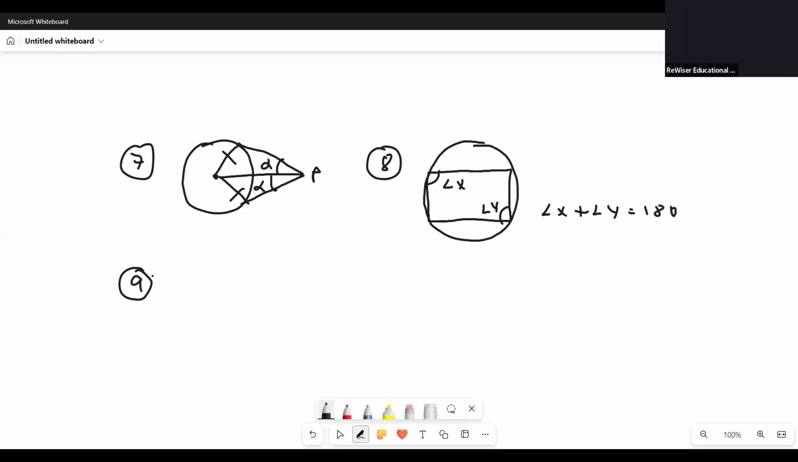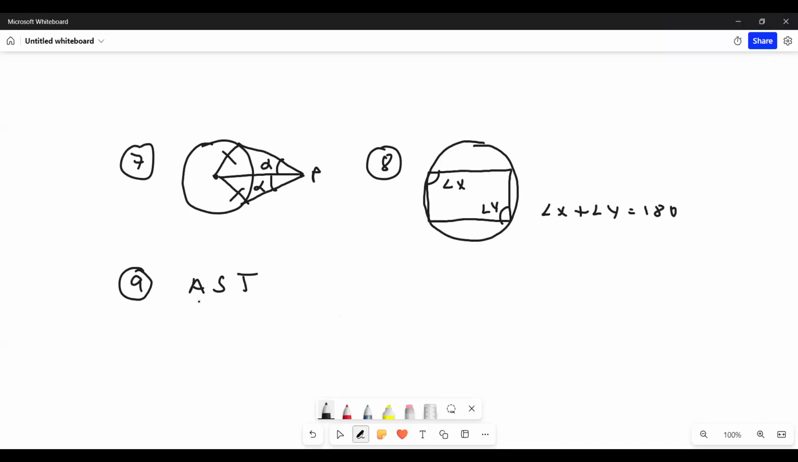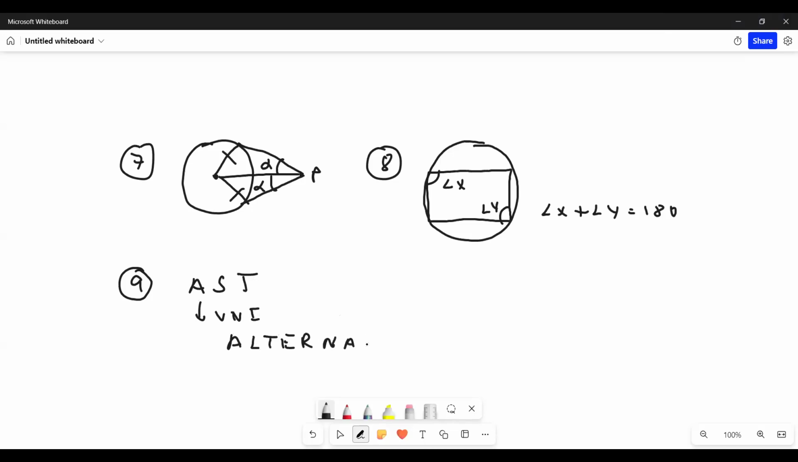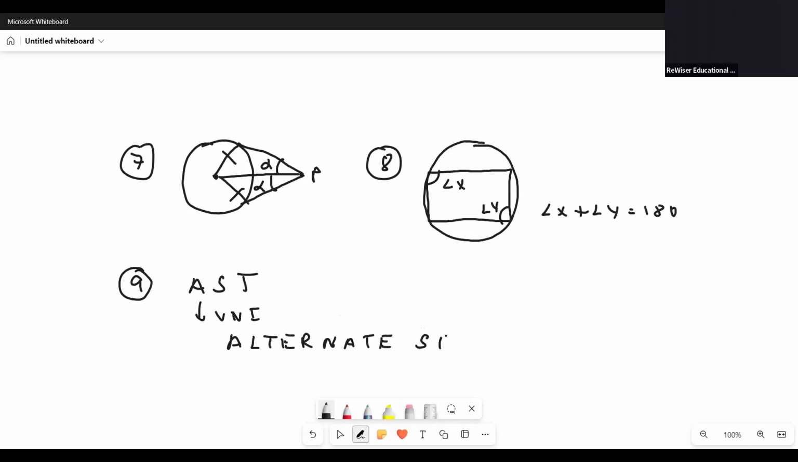I would ask you, what's the name of the theorem? A very important theorem. What's the name of it? I give you the short form of it. AST. What is it? Very, very important for exams. That's okay. It's called the alternate segment theorem. Right? That's called the alternate segment theorem.